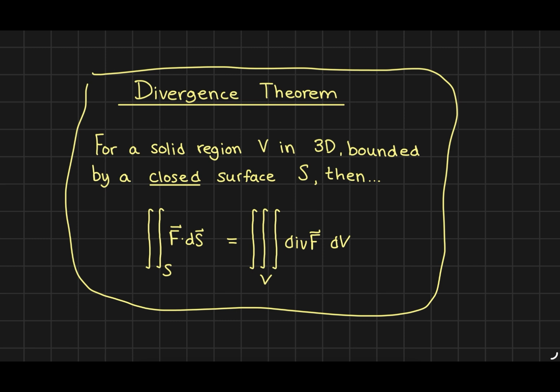So a couple things I want to break down here. For a solid region V in 3D bounded by a closed surface, the reason I highlight the closed part is because that is how we're going to be using the divergence theorem. For a while it was unclear to me when I was able to use the divergence theorem and why I wasn't able to use it every single time I had a surface integral. And the answer is it has to be closed.